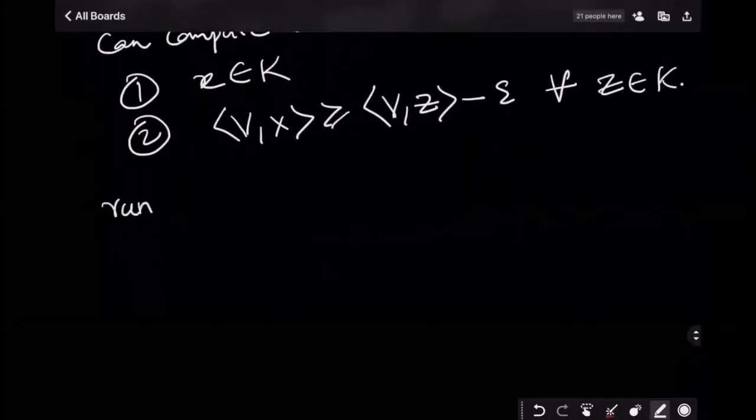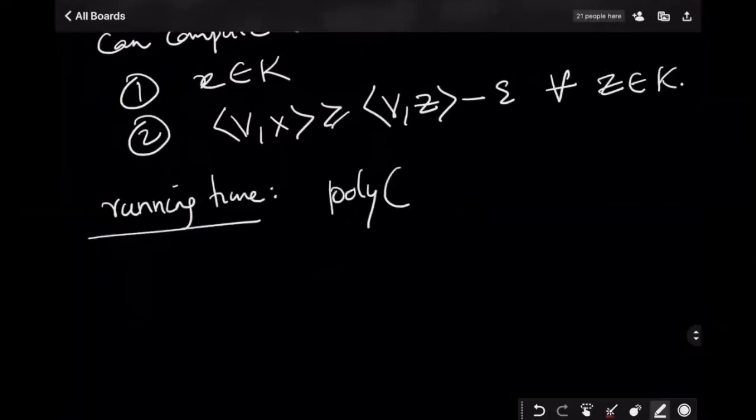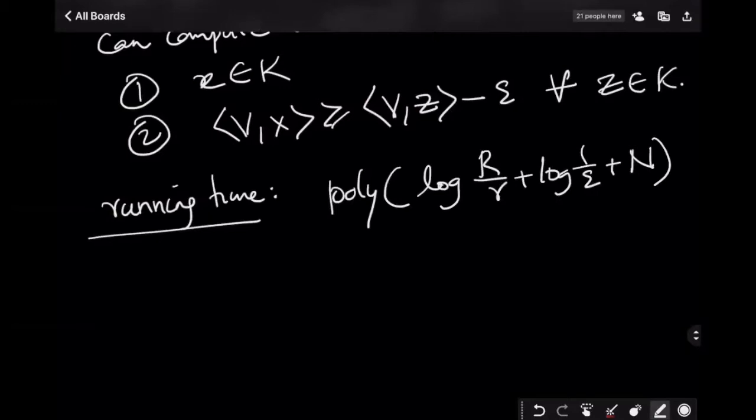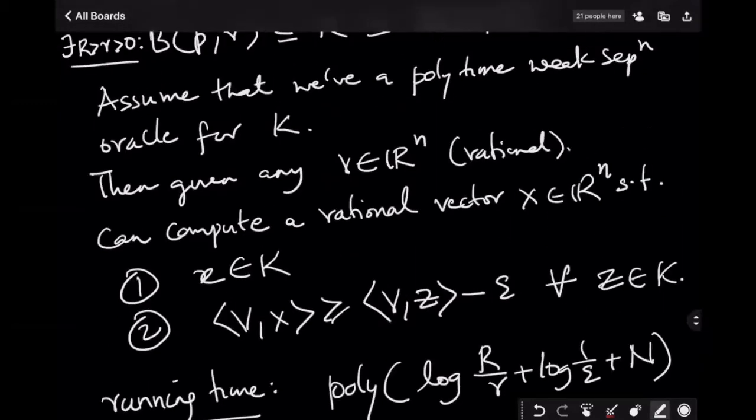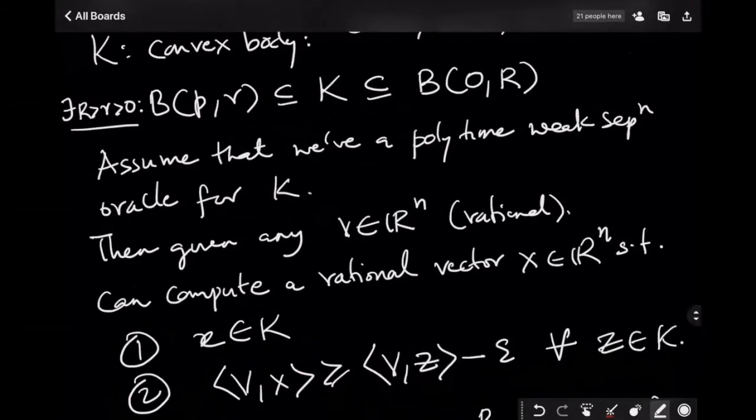The running time of this algorithm is going to be polynomial in log of the ratio of the two radii, log of this approximation parameter, and the dimension. Okay, so let's make sure we understand what's going on. What this is saying is, suppose you have a convex set which is closed and bounded. So in some sense, this B0 capital R is just a quantitative version of the boundedness. Not only is it bounded, we know, let's say, an upper bound on the length of any vector that lies in this capital K.